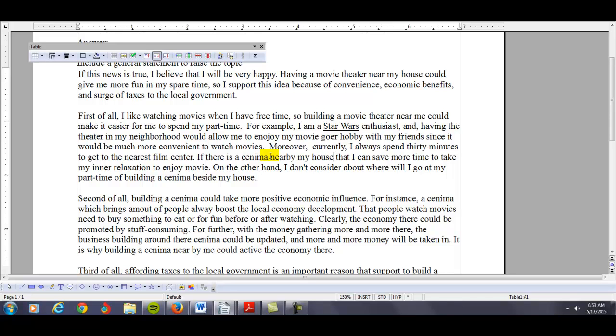You're having a lot of sentence structure issues here. If you're saying if there's a cinema nearby my house, you have to put a comma here, right? And you can no longer say that. You need to use an independent clause here to show that conditional relationship. So if there's a cinema nearby my house, I can save more time.